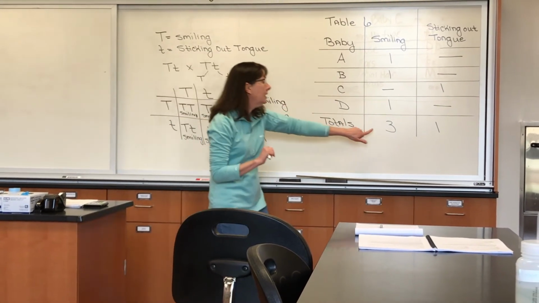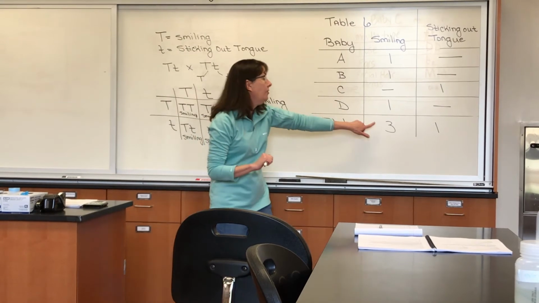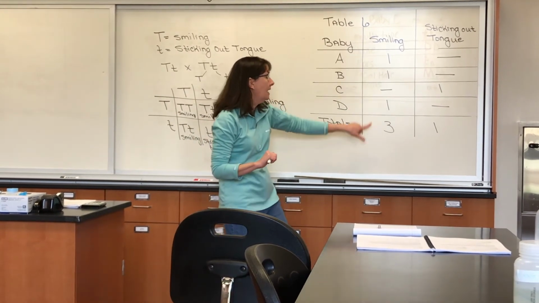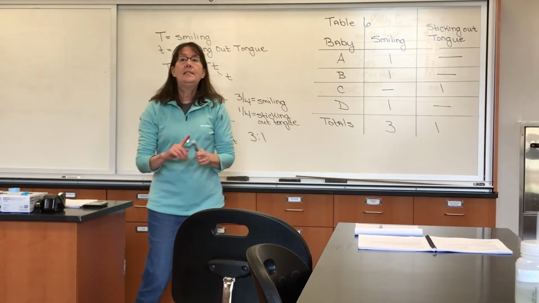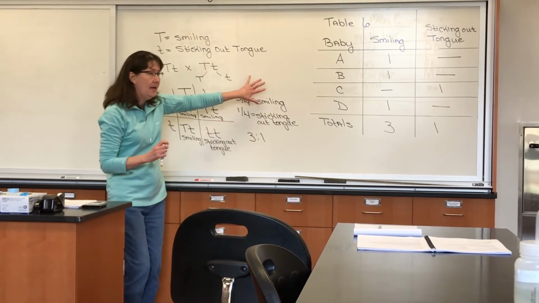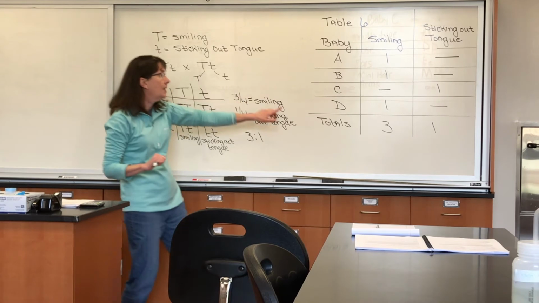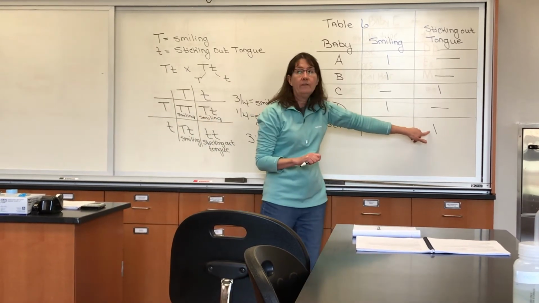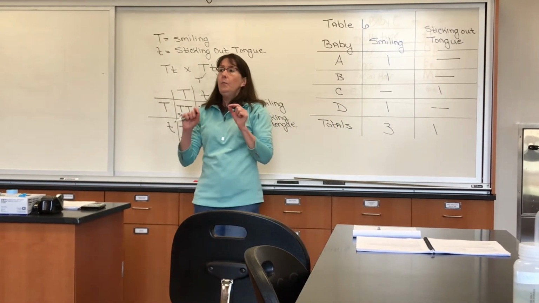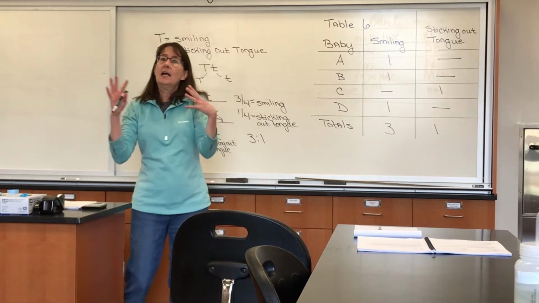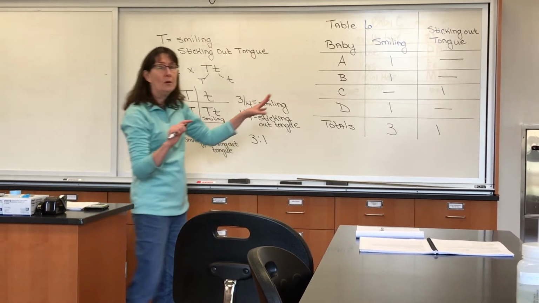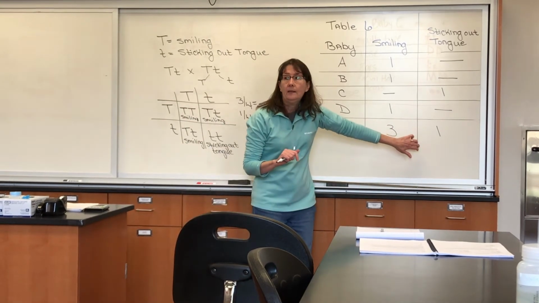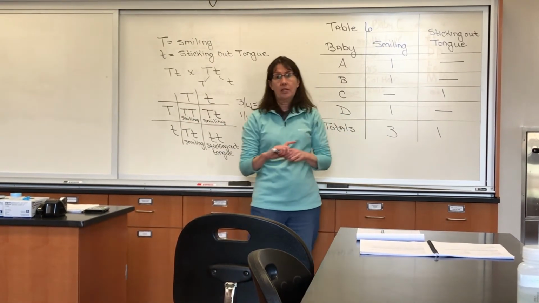And if we look at our results, we had 3 of those babies smiling and 1 sticking out its tongue. We did support Mendel's patterns of inheritance. We came up with a 3-to-1 ratio. What you have to understand is that we had a very limited small sample size. Normally we don't get that exact 3-to-1 ratio.